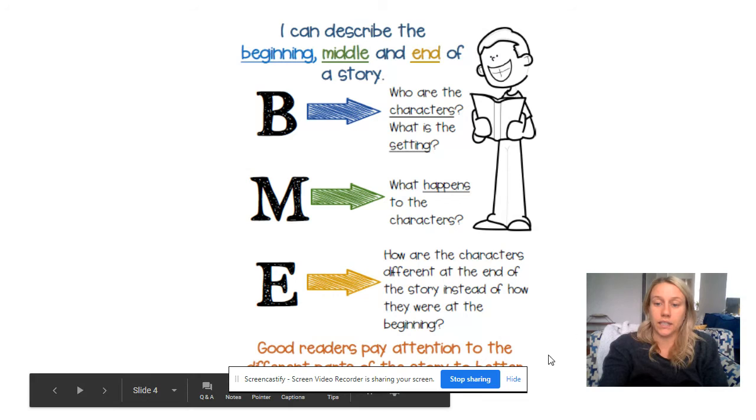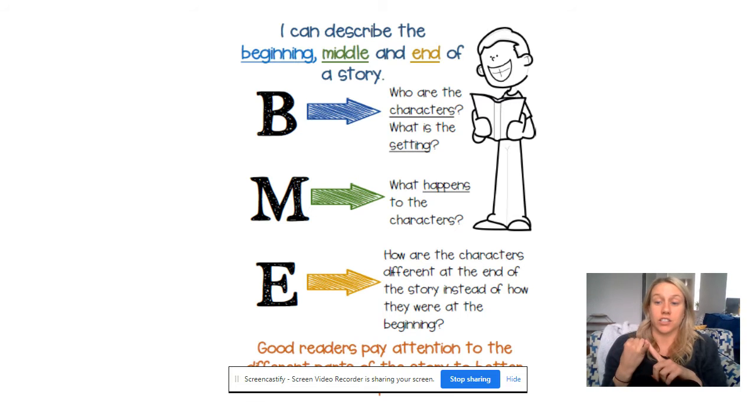If you want to take a look here, when we describe the beginning, middle, and end, the beginning, we want to talk about the characters. Who is in the story? Who are the animals? Who are the people that were in the story? And the setting. You're going to ask yourself, where is this story taking place? So in the beginning part of your worksheets, you're going to write who the characters are and what the setting of the story was.